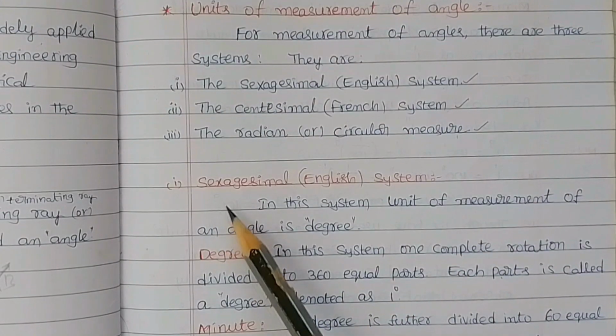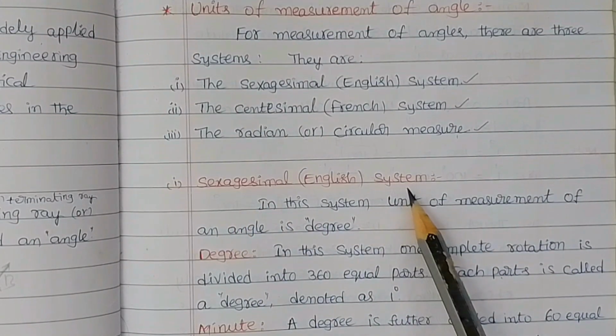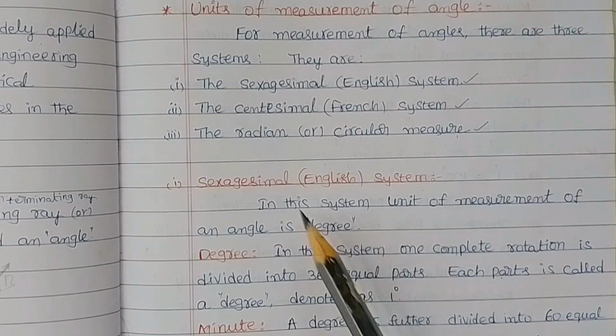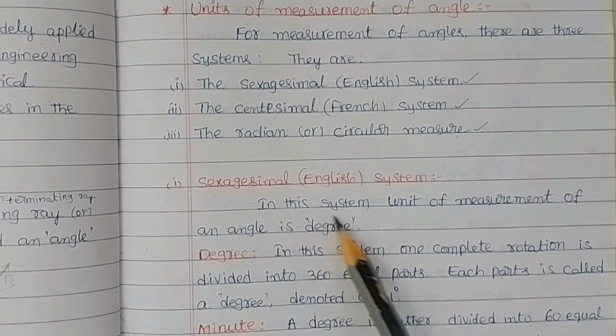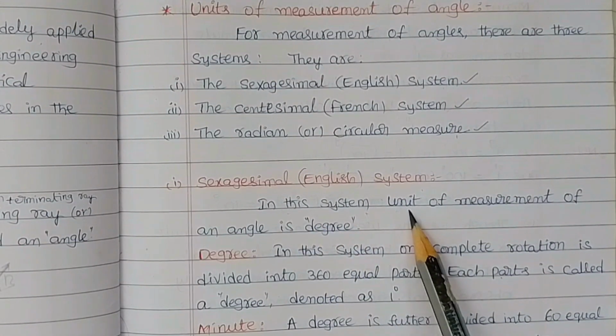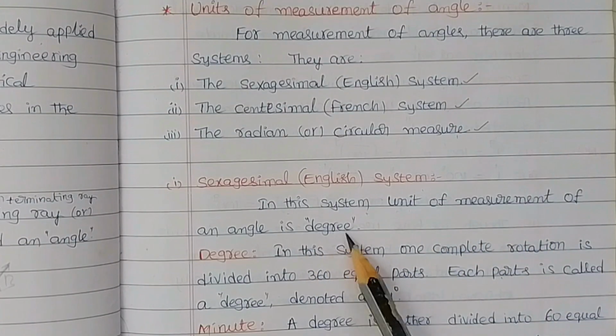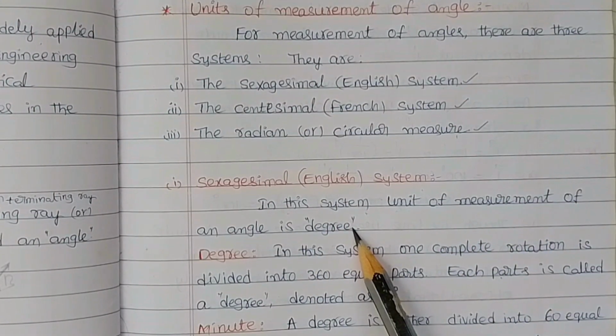Okay, the first one is the sexagesimal system or French system. In this system, the unit of measurement of an angle is the degree. What is the unit of measurement of an angle? Degree.